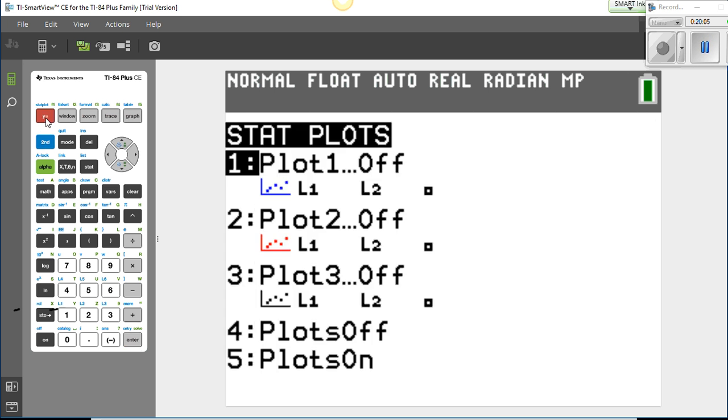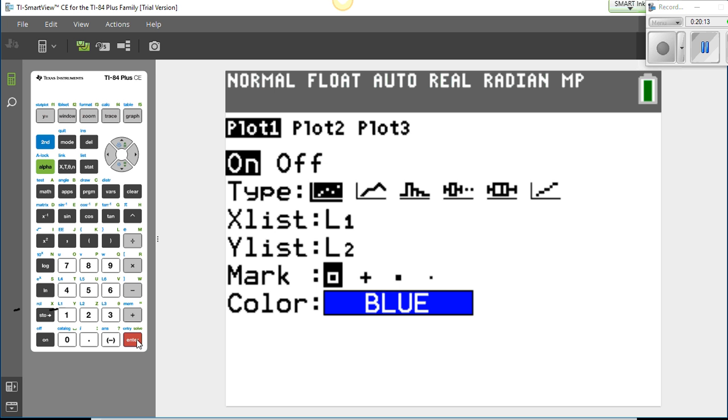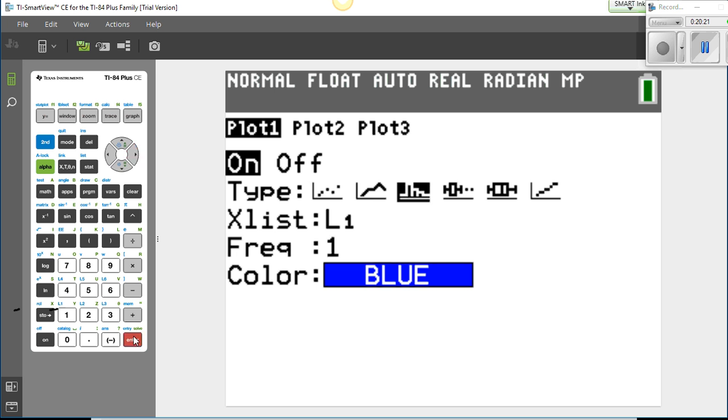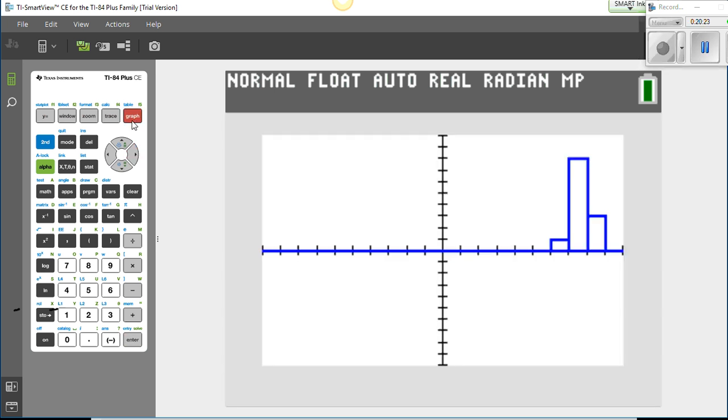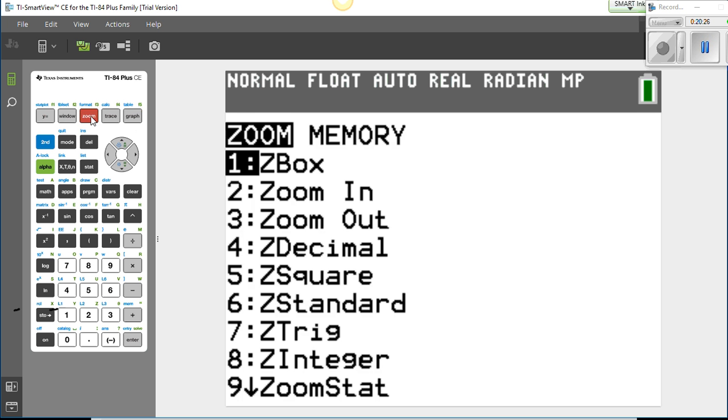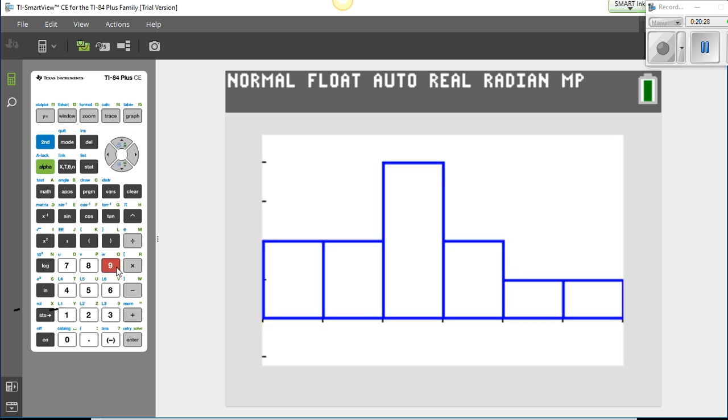You guys know where we're going to look at this? Second y equals. Make sure your stat plot's on. All right. We need to use which type of graph? I'm going to use a histogram. Let's take a look at the shape, shall we? Graph. Oh, I should hit zoom stat, right? Zoom stat. Kind of looks like that.